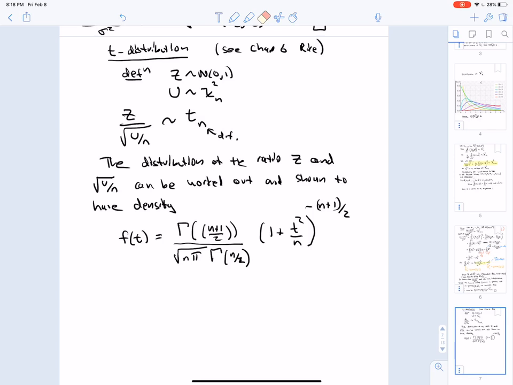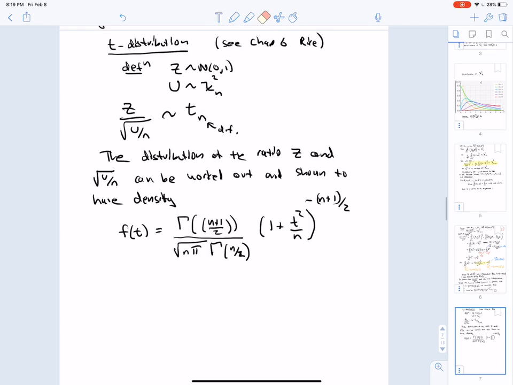The T distribution is another important distribution, so let's go over that. It's defined as the ratio of a standard normal and the square root of a chi squared over n, divided by n. That's the definition of a T distribution with n degrees of freedom. The degrees of freedom here just refer to the fact that u is a chi squared with n degrees of freedom. The distribution of the ratio of z and the square root of u over n can be worked out and shown to have the following equation. This density isn't something to remember.